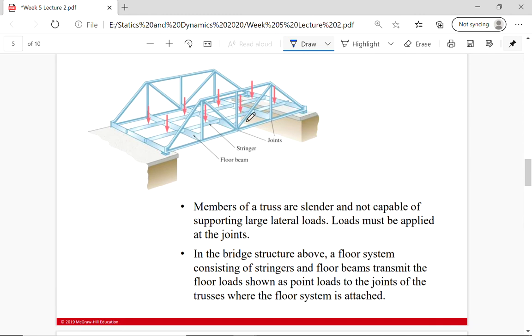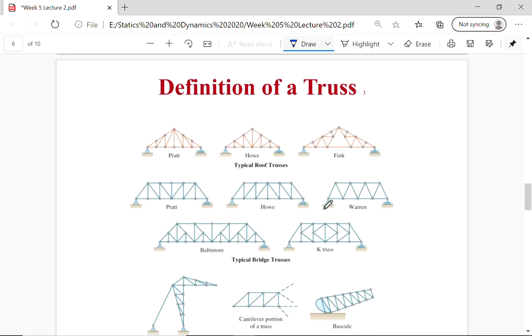Loads must be applied at the joints, okay? So in this structure above, I have a floor system here for this bridge that has what are called stringers going across this way, and then floor beams connecting them to transmit the loads from the floor to the point loads of the trusses that kind of make the walls on either side. There's several different styles for trusses.